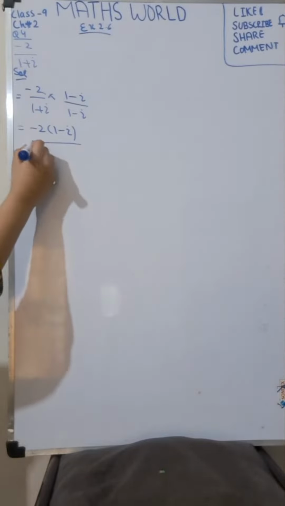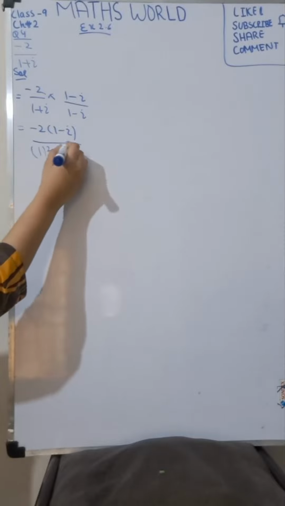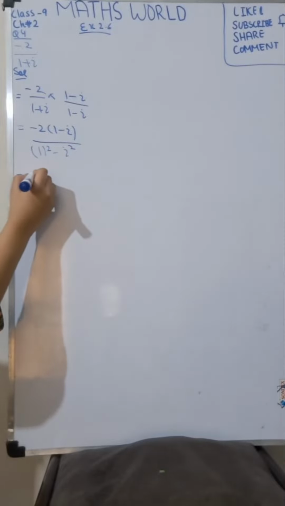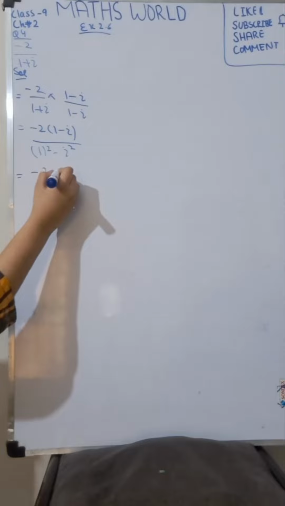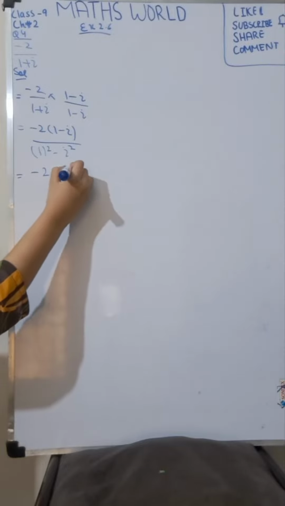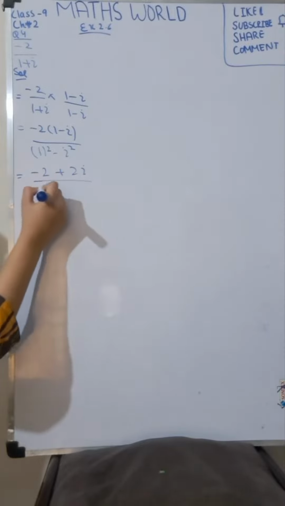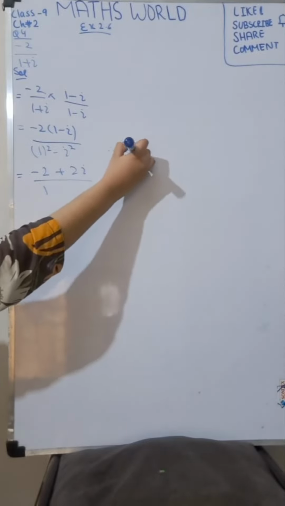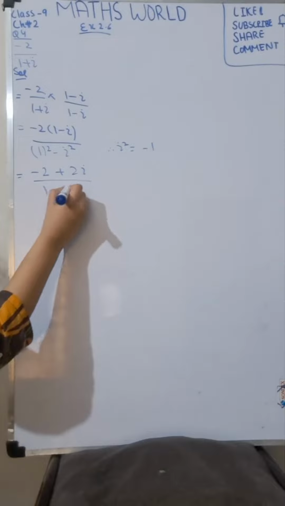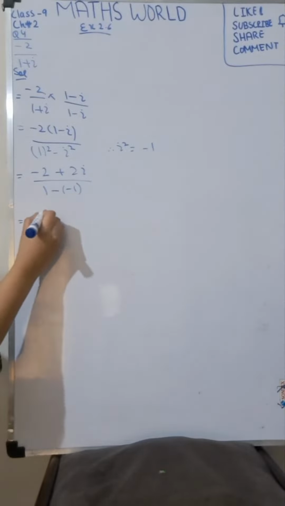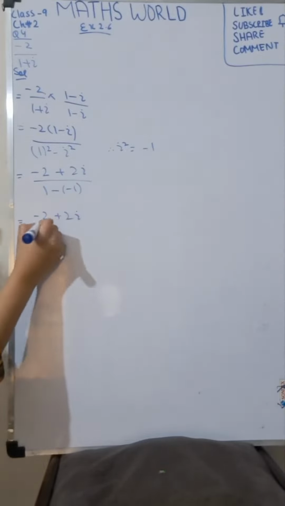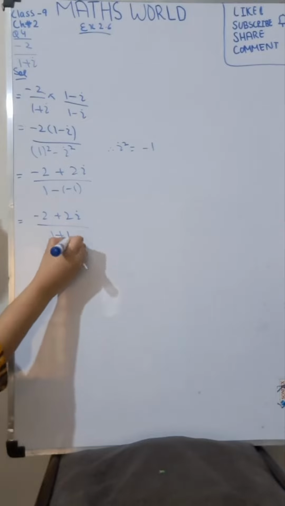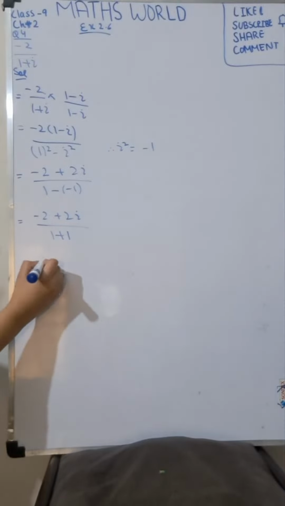So it will become 1 square minus iota square. So it will become minus 2 and plus 2 iota. Here comes the question: what is the value of iota square? You need to write here minus 1, minus into minus 1. Then you write minus 2 plus 2 iota divided by 1 plus 1, and it will become minus 2 plus 2 iota by 2.